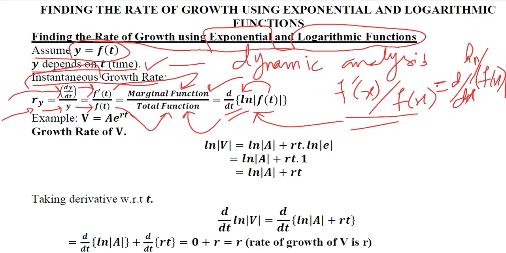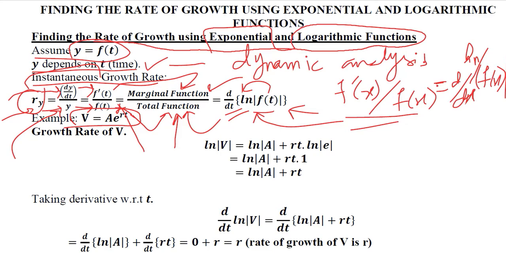We can write this rate of growth by using some symbol, by using the ratio of the derivative and the original function, by mentioning it in terms of marginal function and total function, or by mentioning it in terms of the derivative of a natural logarithmic function. So let's start with an example.